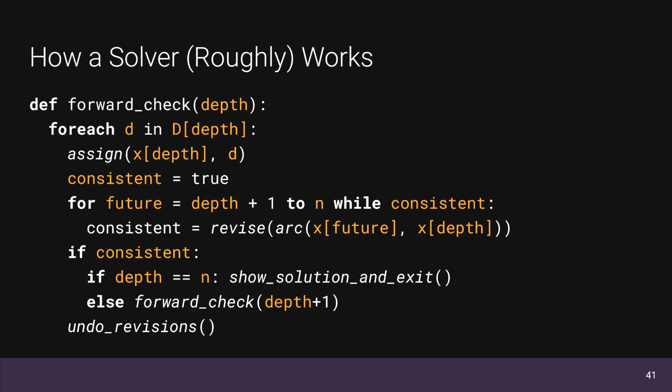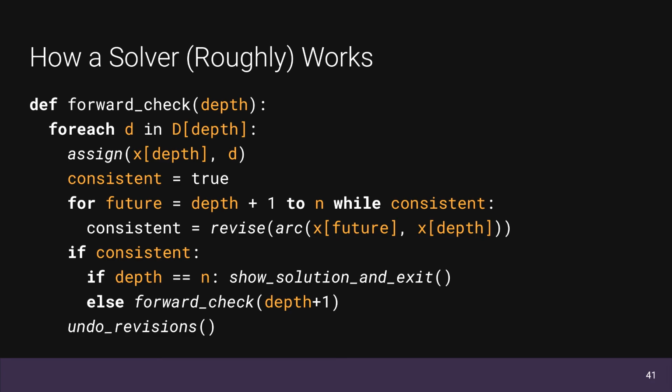If that assignment we just tried of the first value is consistent and our depth is n, i.e. we're at the final variable, we show the solution and exit. Good, we've found a solution. Else, we look at the next variable, so we go down recursively. Now, if we come back up from that, it means that we never found the solution down that route, and so we now undo all of the revisions, and we undo that assignment, and we go on to the next assignment, so the next d, the next possible value in our domain.